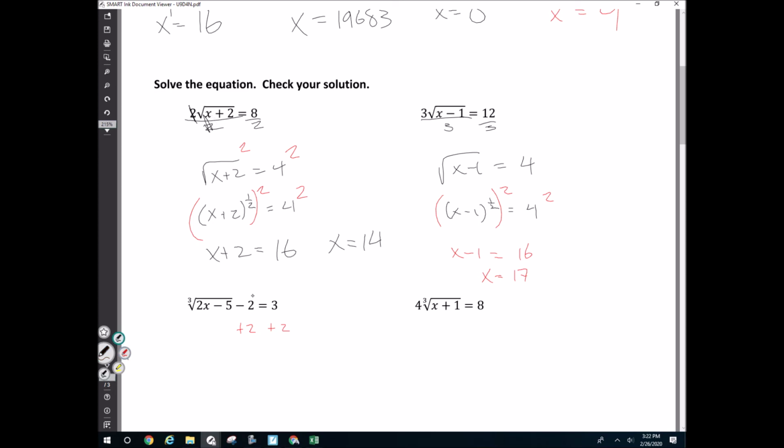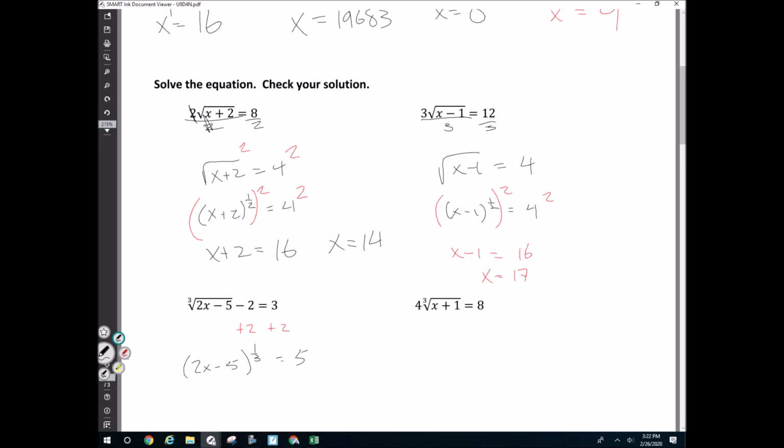Okay, so I added to get rid of this 2. I have 2x minus 5, but guess what I'm doing? I'm writing it as a 1/3 power, and this equals 5. What do I do to both sides to get just the 2x minus 5 by itself? Take both sides to the 3rd power.